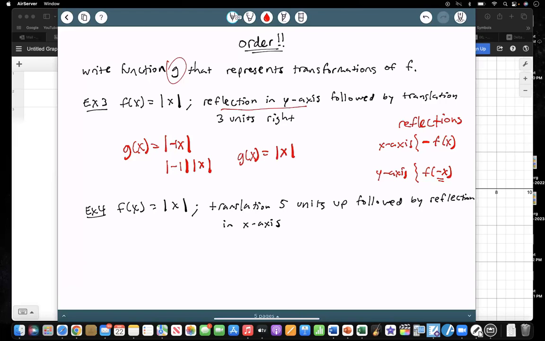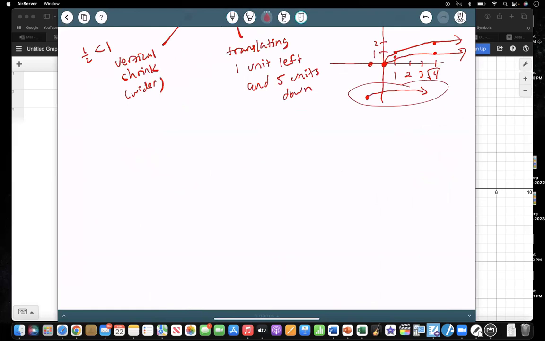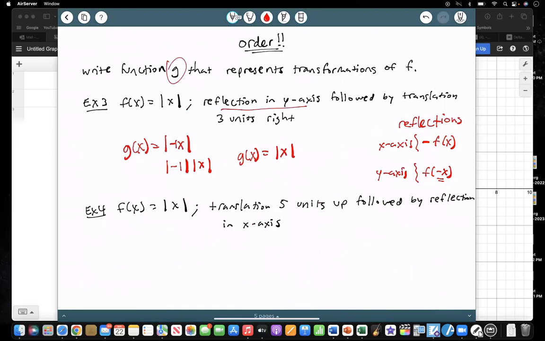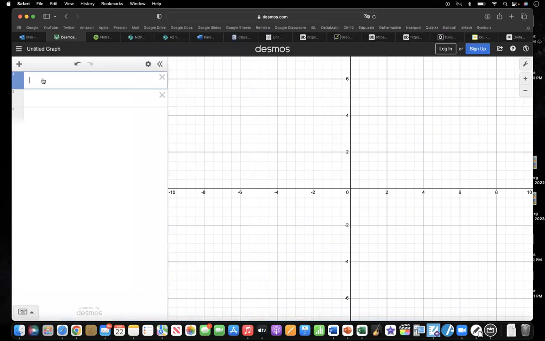Okay, then if I want to translate it 3 units right, I need a -3. Remember, for left and right, I need a -3 on the inside, so physically next to the x. Okay, so inside, I'm going to do a -3. Okay, so this would be my resulting function. So if I look at this on the graph, let me just put my absolute value of x here.